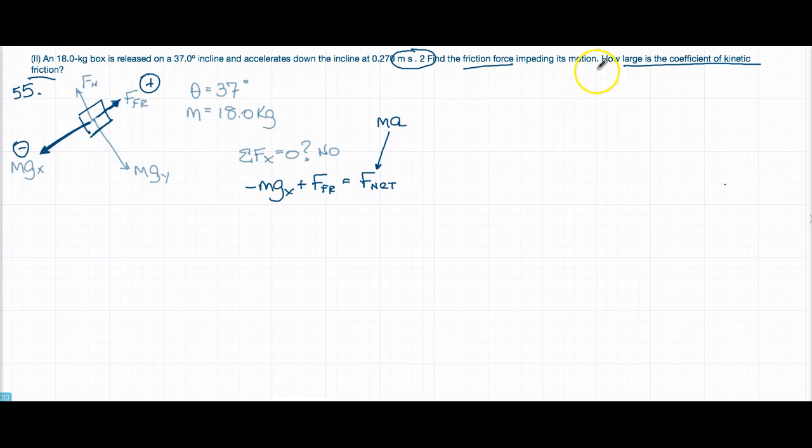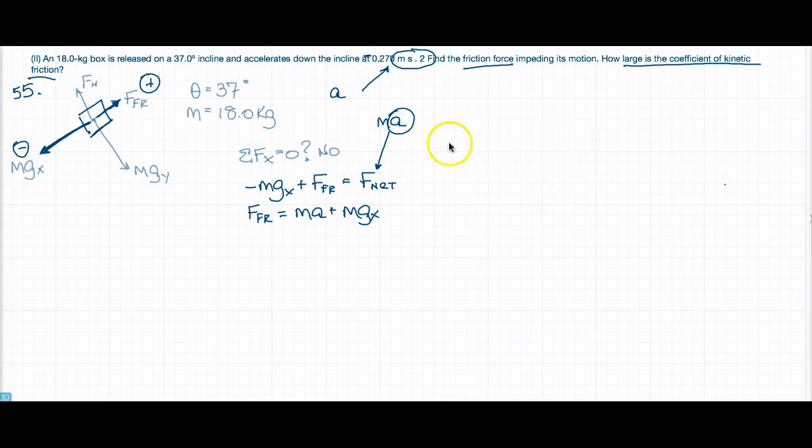So what I'm going to do then is leave that alone for now and solve this for the frictional force. The frictional force is going to be equal to, I'm going to add mgx to both sides, mass times acceleration plus mgx. Now keep in mind that the acceleration here is going to be negative, so therefore, since I've decided that negative here is down the incline, then this acceleration right here is going to be negative 0.270.